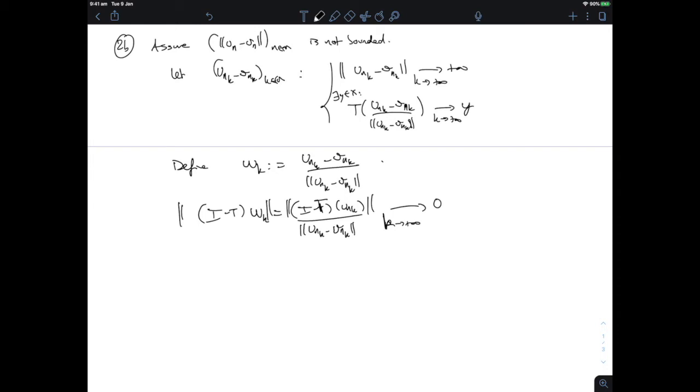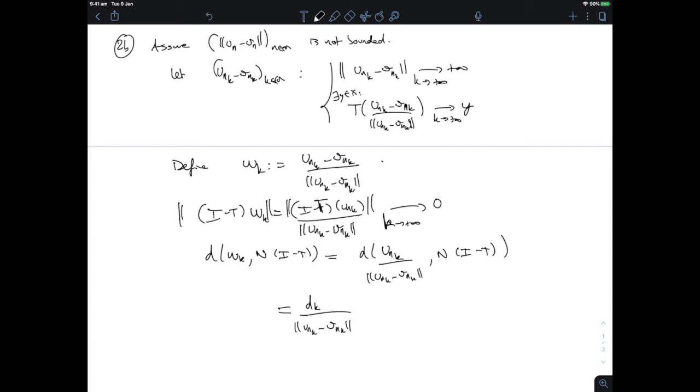And then in the meantime, the distance between w_k and the null space of I minus T is equal to what? Well, it's equal to the distance of u_nk divided by ||u_nk minus v_nk||, to the null space, right? Because v_nk doesn't change anything, it's already in the null space. And then this is equal to d_nk, by definition of d_nk, divided by ||u_nk minus v_nk||.